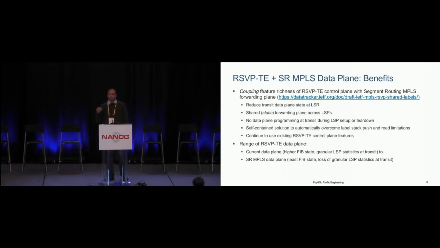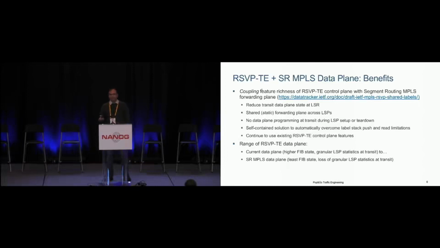We actually have a self-contained solution where it overcomes label stack push depth limitations on the box. So if a box can only push 5 labels, that's great. That's all you can do. We'll work with that. And you can continue to use all the RSVP TE features, FRR, and all the feature sets that we talked about in the earlier slide.